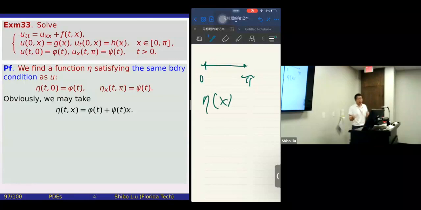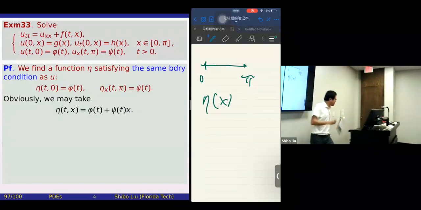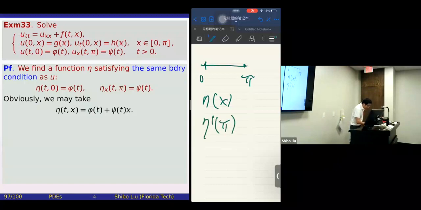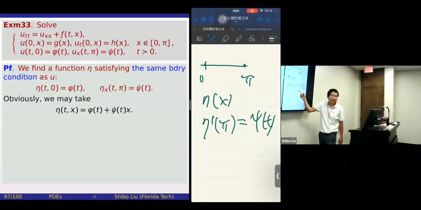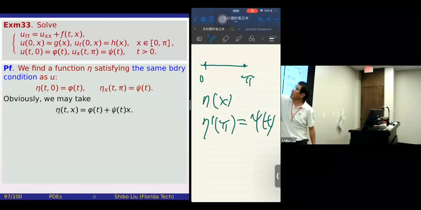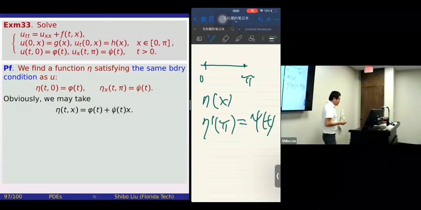Okay, the t you consider as a constant. So the partial derivative with respect to x equal to psi means that eta prime with respect to x equals psi t. Therefore, the simplest is eta(t,x) = psi(t)x. Eta_x equal to psi t satisfies the requirement that the derivative with respect to x equals psi t. But you still need to add a term to get phi t. Therefore, it's a line. This is not difficult to imagine, the idea to construct such an eta.